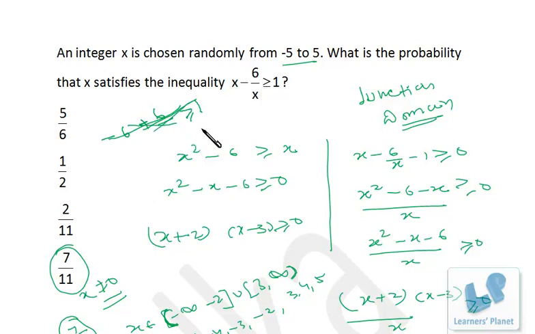If at all you take any value between this range, suppose I take minus 3, so this is minus 3, minus 6 upon minus 3, so that will be plus 2. Is it greater than or equal to 1? No, it's minus 1, that is less than 1, right? And we are getting this mistake because we have done cross multiplication in the case of an inequality. That is actually not at all allowed. So whenever you have a variable in the denominator, never ever cross multiply in case of inequalities. Otherwise you will get a wrong answer, right?